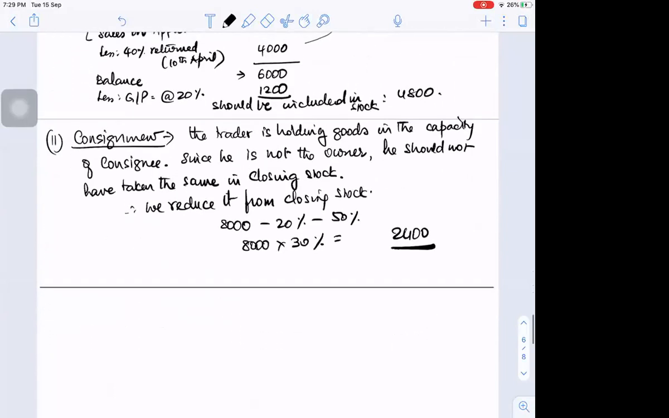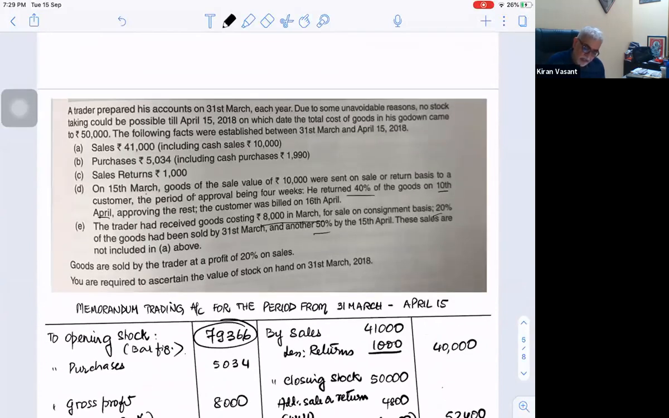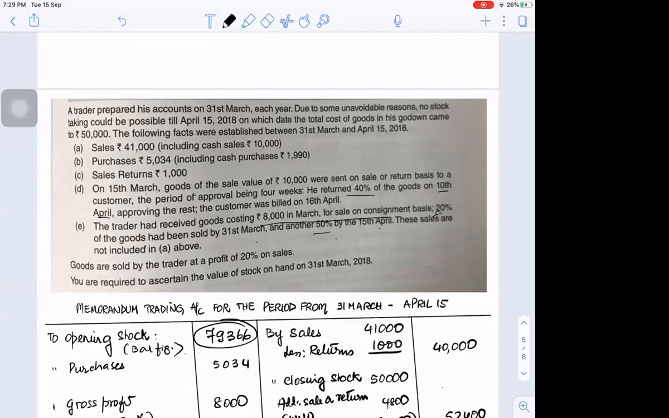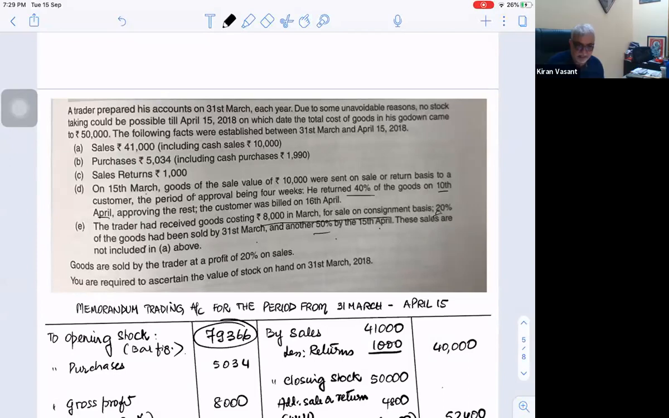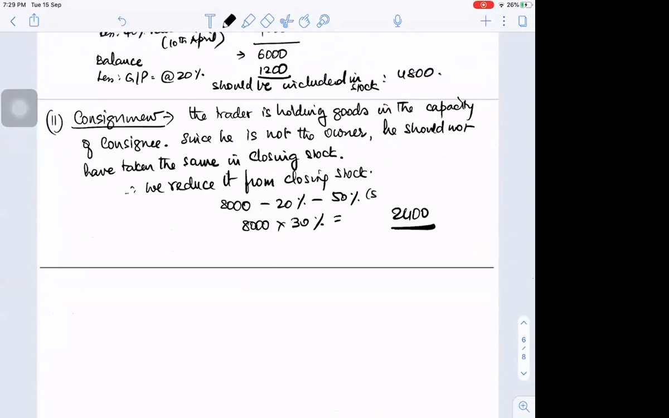At the end, the consignment part, 8,000 minus 20% minus 50% again. What is that? See, you read that line. 8,000 was sent on consignment by the consignor. 20% we sold on 31st March. 50% we sold on 15th March. So how much is remaining with you? Okay, balance remaining is 70%, 30%. Okay, so that's not the calculation that I just said.